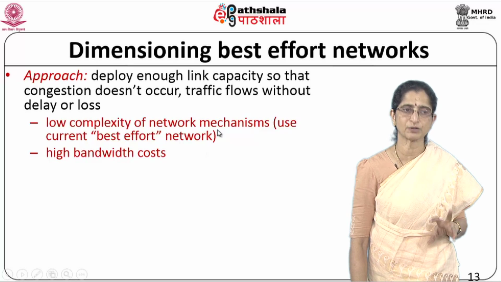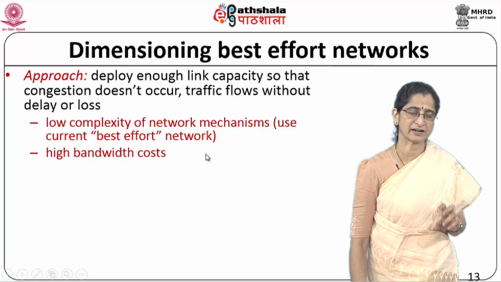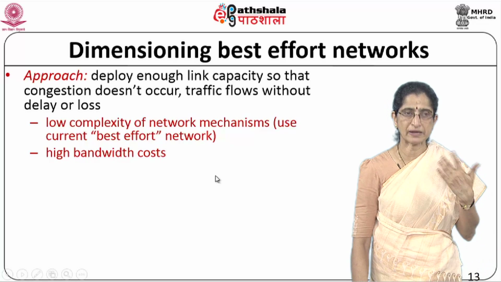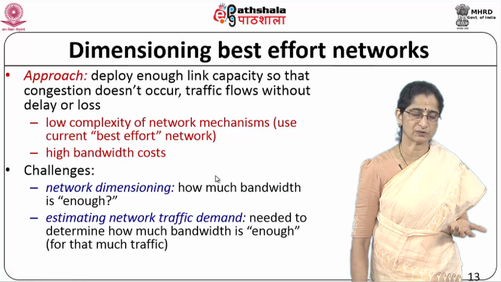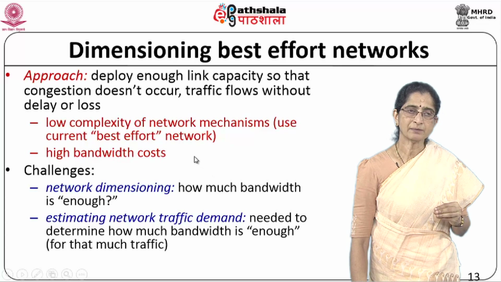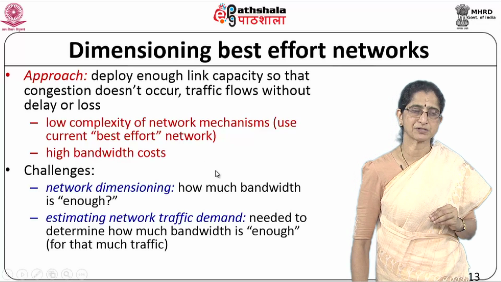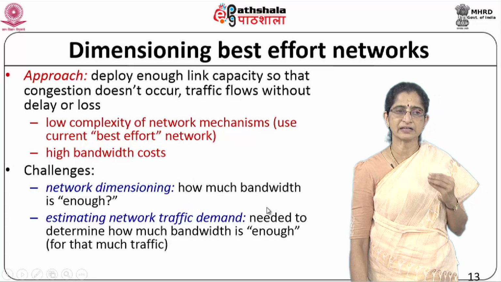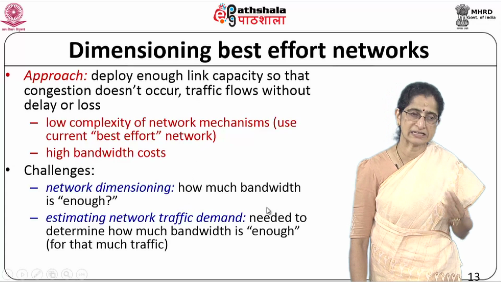Obviously, it is a very nice solution, very low complexity because nothing much has to be done in terms of the network protocols or in terms of the resources inside the network, but obviously the costs are very high, right. You need to spend a lot more in terms of getting high bandwidth networks. Plus, there are certain challenges in this network dimensioning as well. So, when you say enough link capacity, how much exactly is that enough capacity? How much bandwidth can we say is enough?